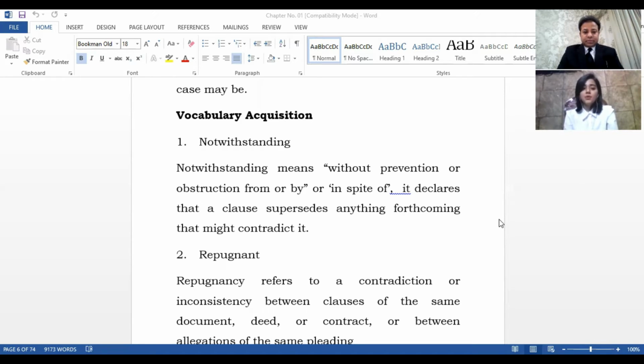Notwithstanding. Notwithstanding means without prevention or obstruction from or by, or in spite of. It declares that a clause supersedes anything forthcoming that might contradict it.